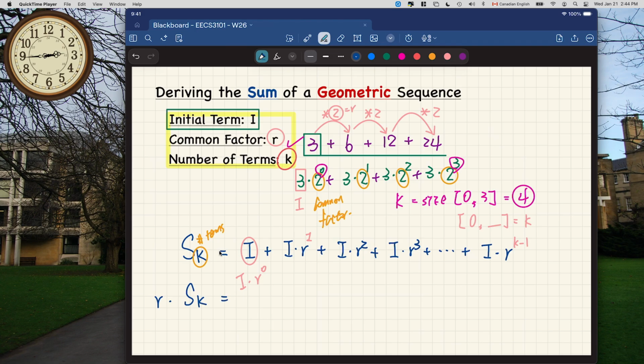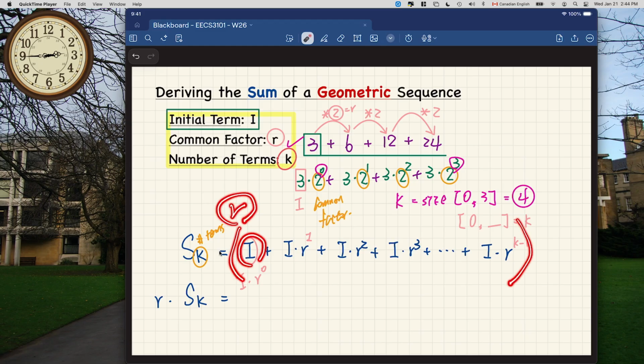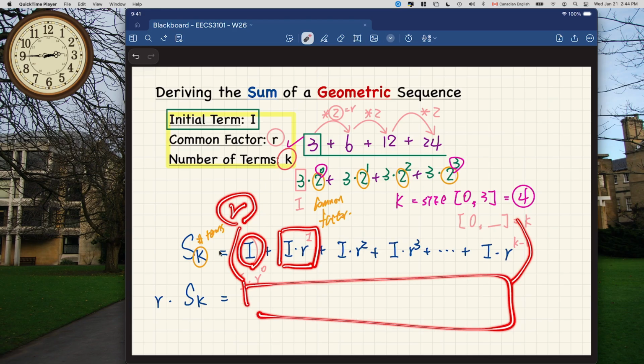What's going to be the first term in this new right-hand side? First term. Anybody? First term? If I multiply the whole thing by r, the first term will be r times I, right? Which really corresponds to the second term. So the first term in the new right-hand side corresponds to the second term, right?